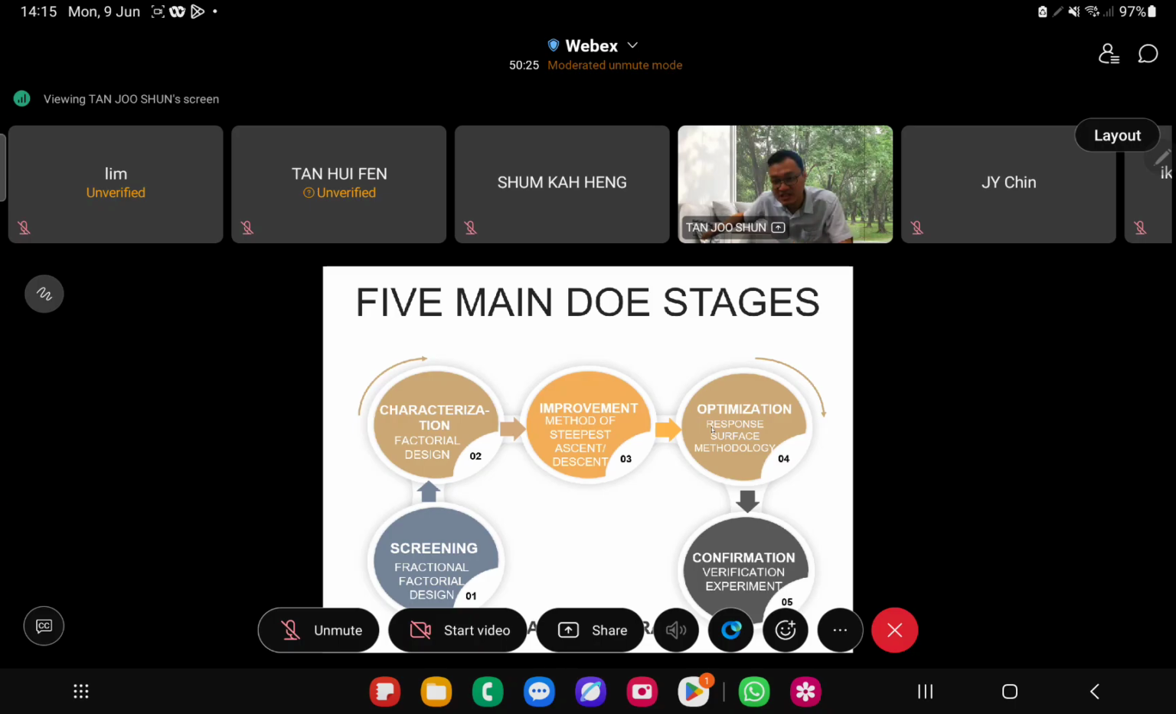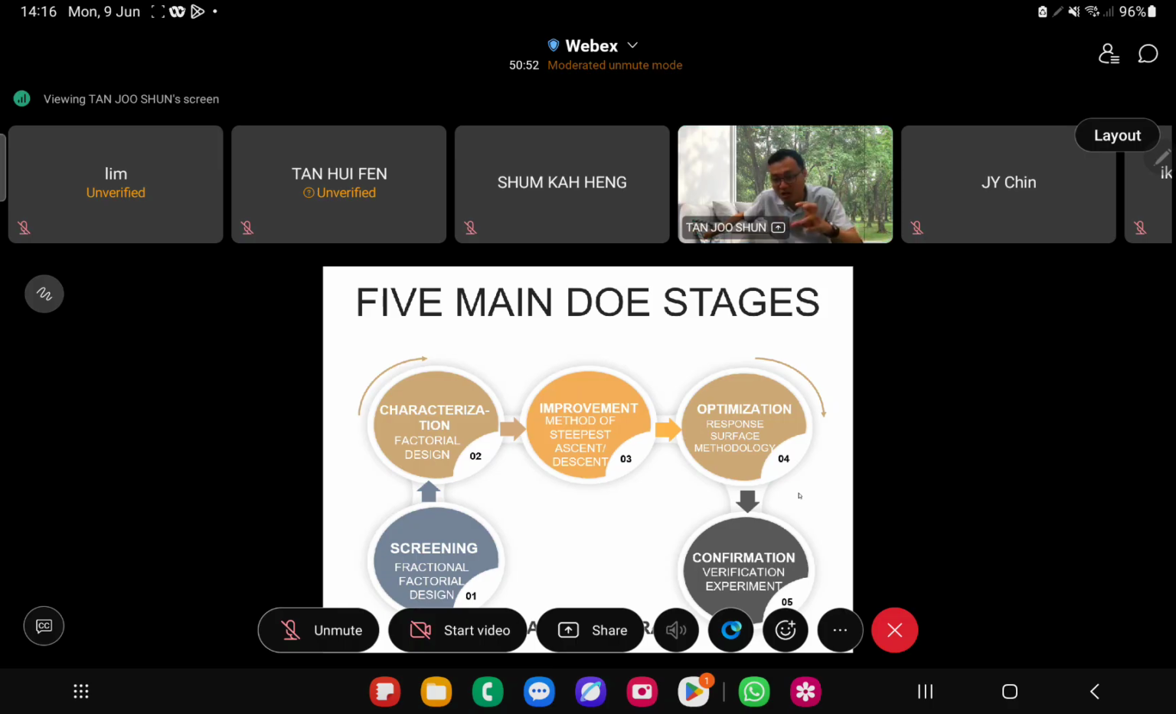After you find the optimum range, you will do optimization to find which point is the best to give you the highest or maximum output. In this case, you will use the response surface methodology design.